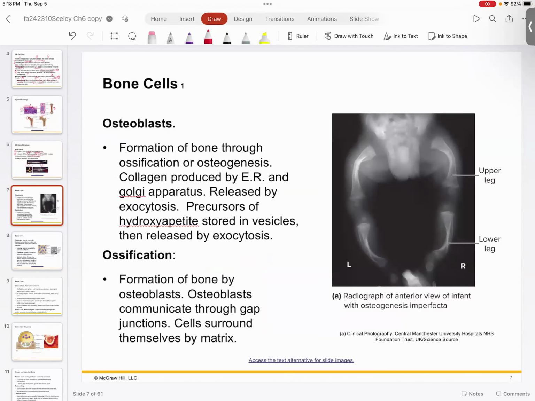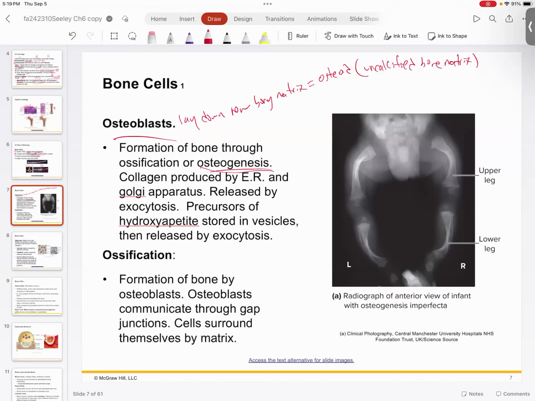When we take a look at the cells, it still follows the same pattern that we saw with cartilage, right? So we have our osteoblasts, which lay down new bony matrix. That new bony matrix is what's called osteoid. This is uncalcified bone matrix, so it hasn't been set up yet. It's not hardened yet. The osteoblasts are the ones responsible for osteogenesis, the initial ossification of your skeletal system.